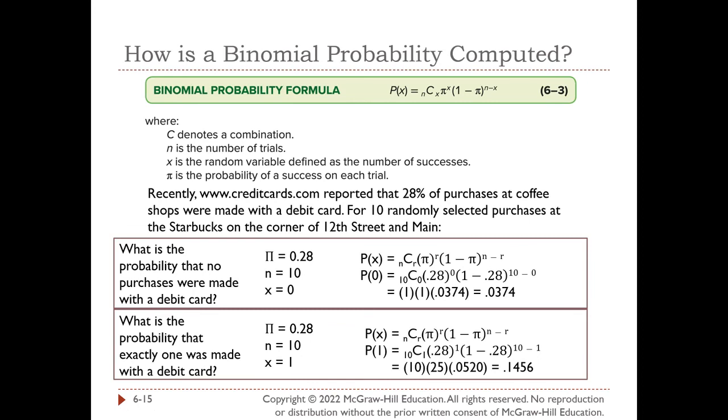We're going to go step by step with one of these. And the same thing if 1 happens, which is a little bit easier as well. So we get the combination of 10 and 1, 0.28 to the first, and 1 minus 0.28 to the 10 minus 1. And that comes out to 0.1456.